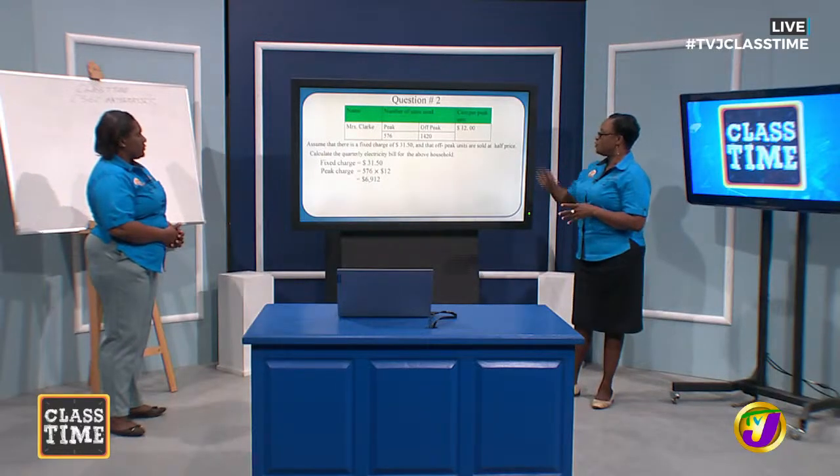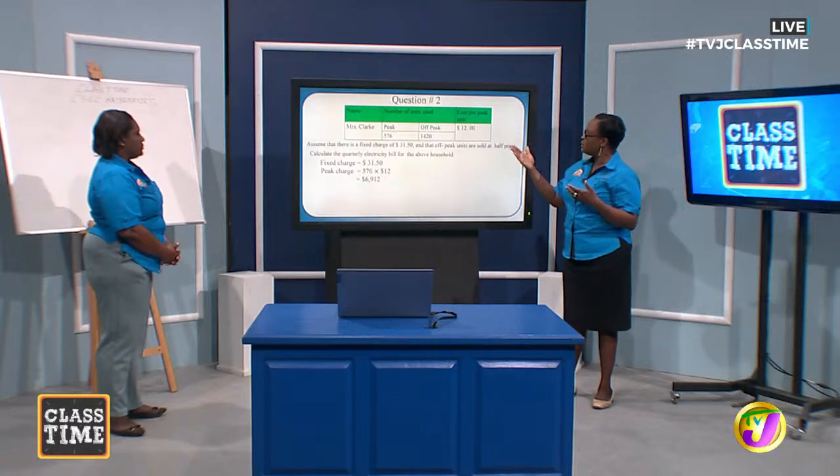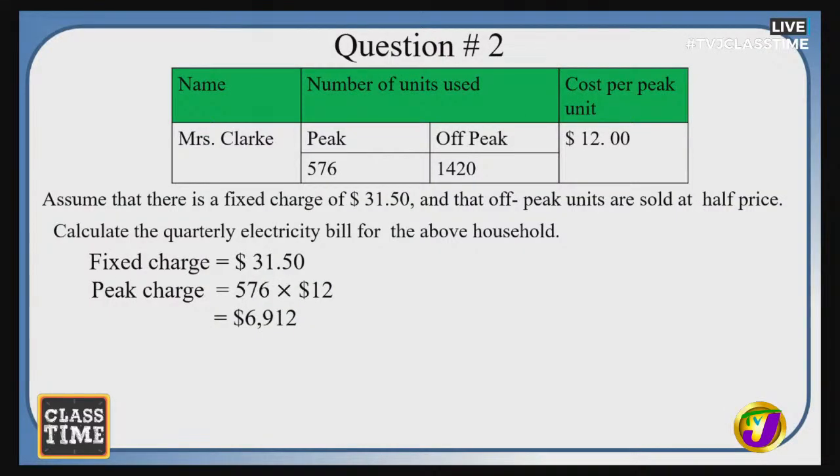For the peak hour charges, that is basic, because based on the information the table has given to us, we see that the cost per peak unit would be $12, and we have 576 units being used during that time, which gives us a peak charge of $6,912.